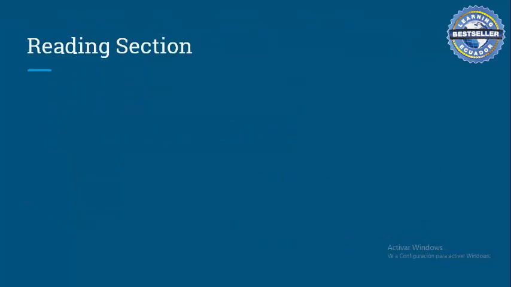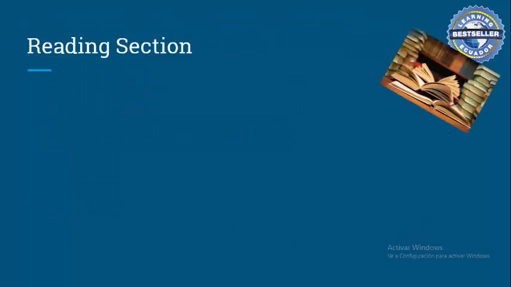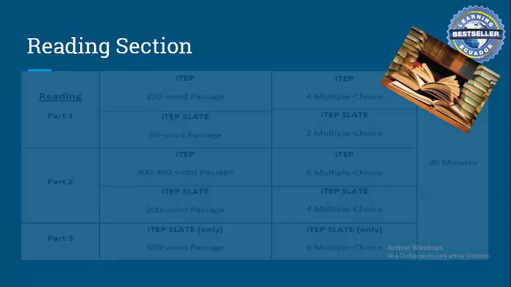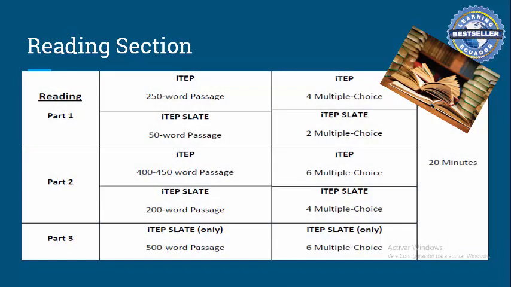Okay, now let's begin analyzing the reading section. As you know, the reading section is divided in 2 parts. It takes 20 minutes to do this section. Part 1, you have a 250-word passage and 4 multiple choice questions. And in Part 2, a 400 to 450-word passage and 6 multiple choice questions. And only in ITEP Slate, we have a Part 3.